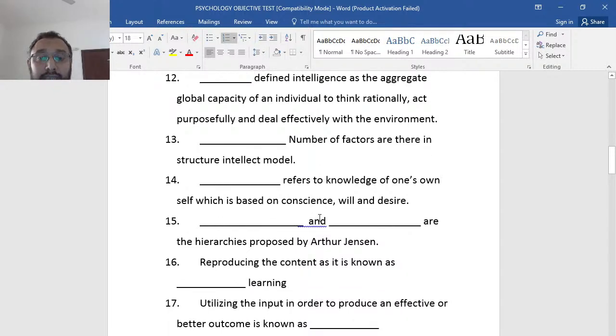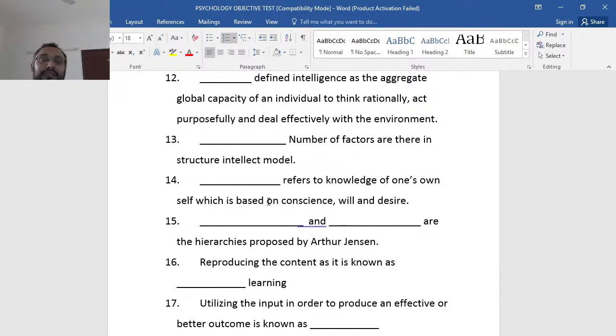Now, the 14th one: what refers to knowledge of one's own self, which is based on conscience, will, and desire? It is the second definition for buddhi. We have two definitions for buddhi. One is a definition from J.P. Das, but it is not the J.P. Das definition. It is the easiest form to understand the word buddhi here.